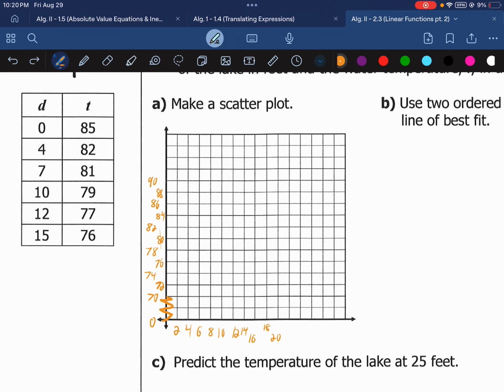So 0, 85. So 0 left and right, 85 up and down. 4, 82, so 4 to the right, 82 up. 7 to the right, 81 up. 10, 79, so 10 to the right, 79 up. 12, 77. And last but not least, 15, 76.